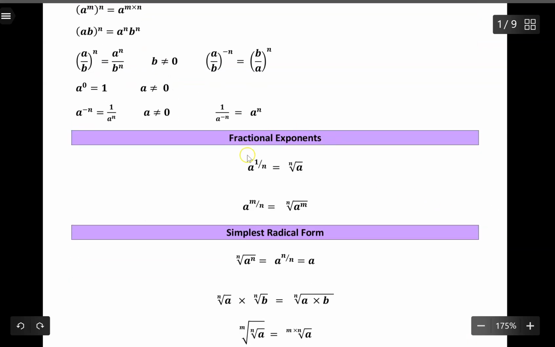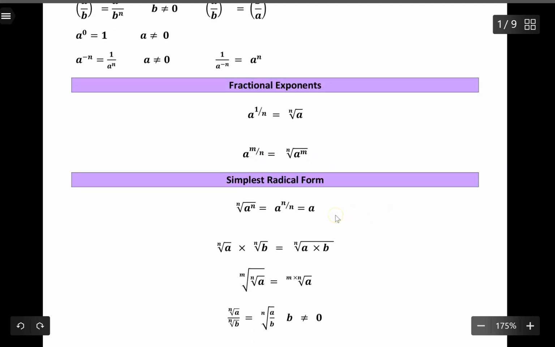And the fractional exponent is very important. This shows the relationship between the exponent and the radicals. Also, we have to review the concept of radical, how to simplify, and the operations of the radicals.